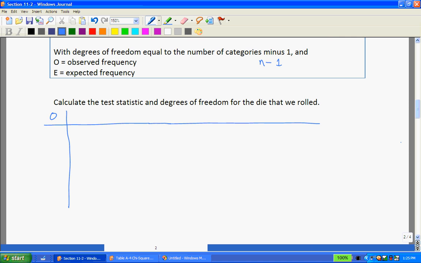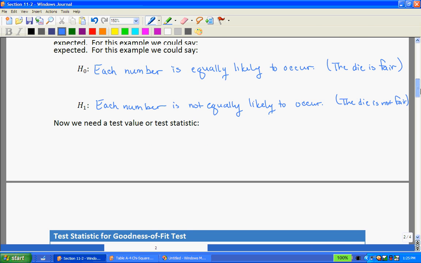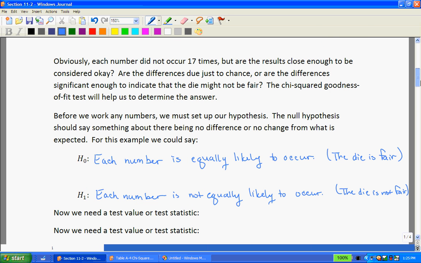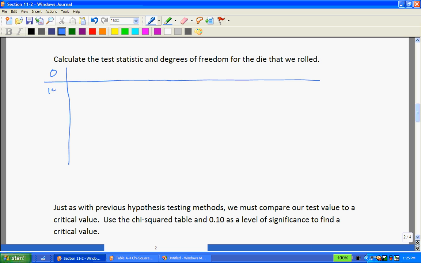So here are my observed values, which come from up here. Let's see, 18, 19, 8, 25, I believe, was next.